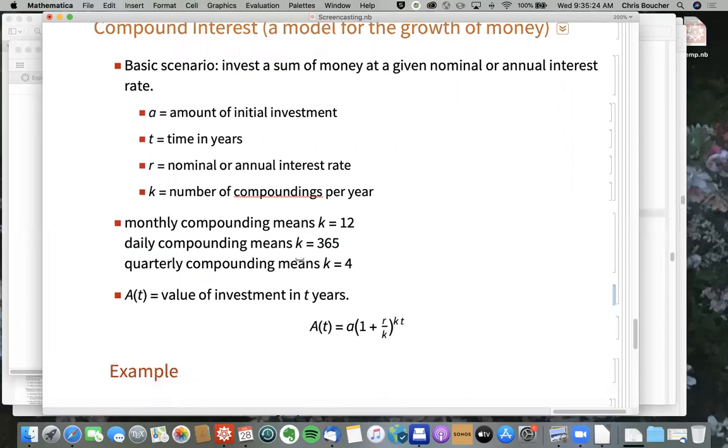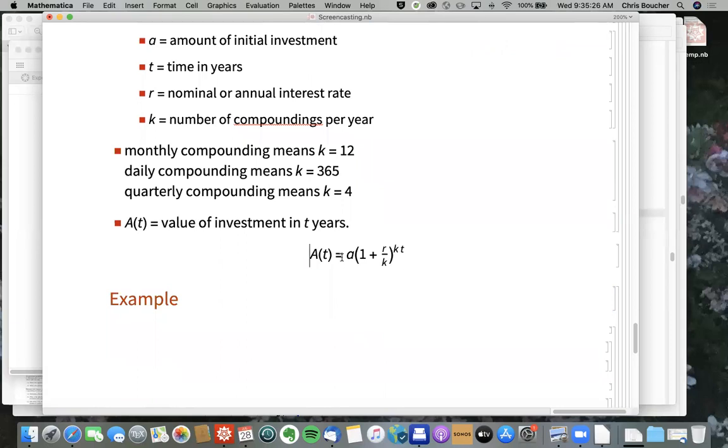And so if A of t is the value of the investment in t years, here's the formula for A of t. Again, I'm not going to take the time to derive this formula now. And in a remote course, you don't have to memorize it. It's here in the notes. You can always grab it when you need it.